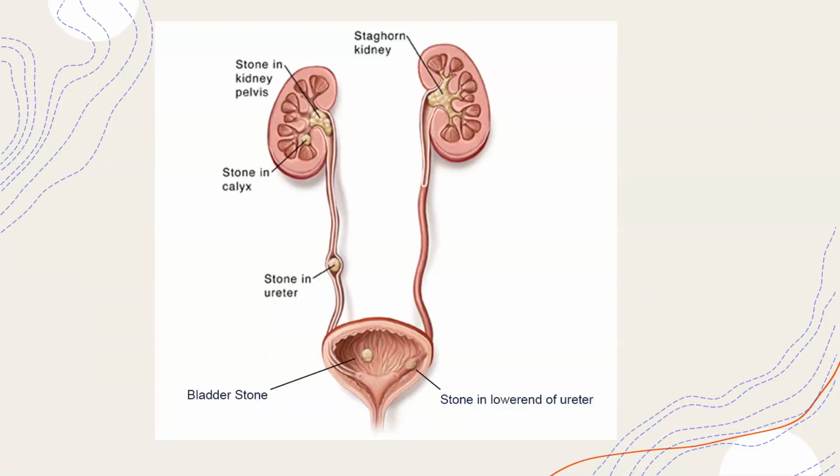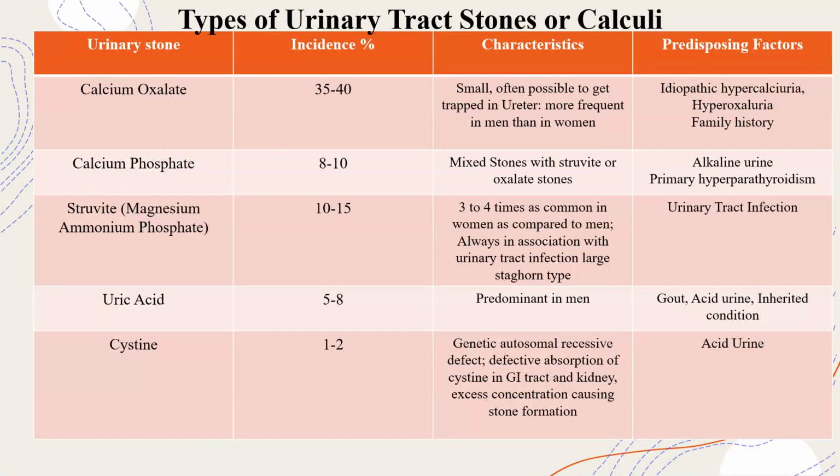In this picture, you will see the stones located in the pelvis of the kidney, and they can also block the pelvis and the calyces of the kidney, which forms the staghorn kidney. Or the stone can come down in the urinary system, in the ureter, in the bladder, and also in the lower end of the ureter.